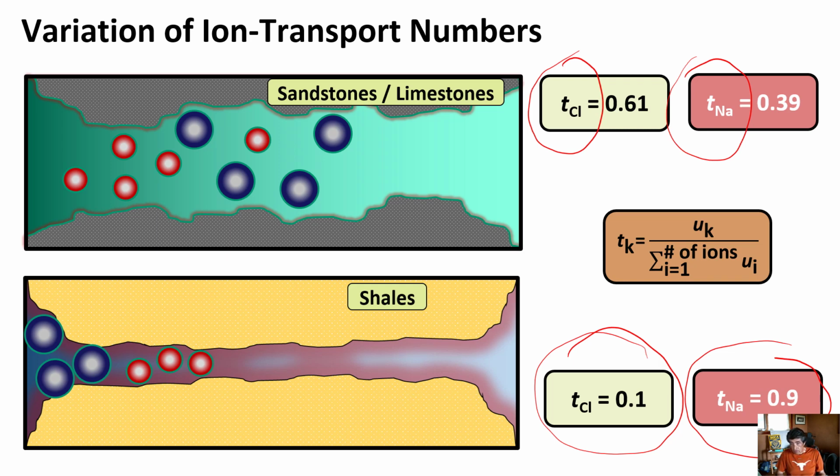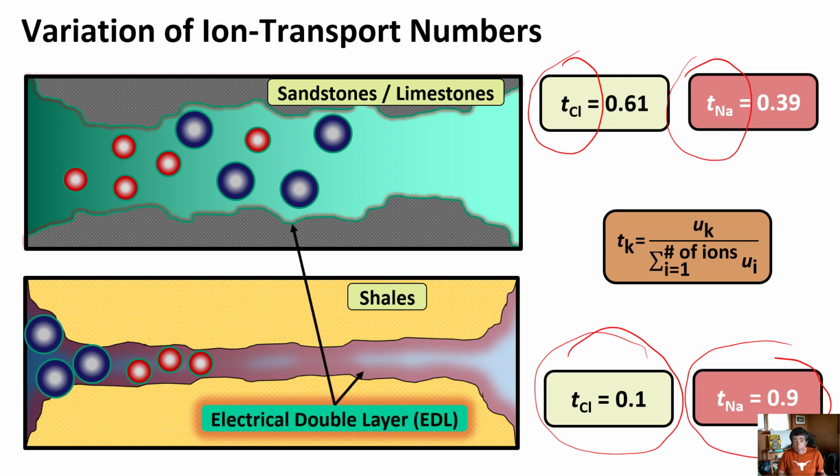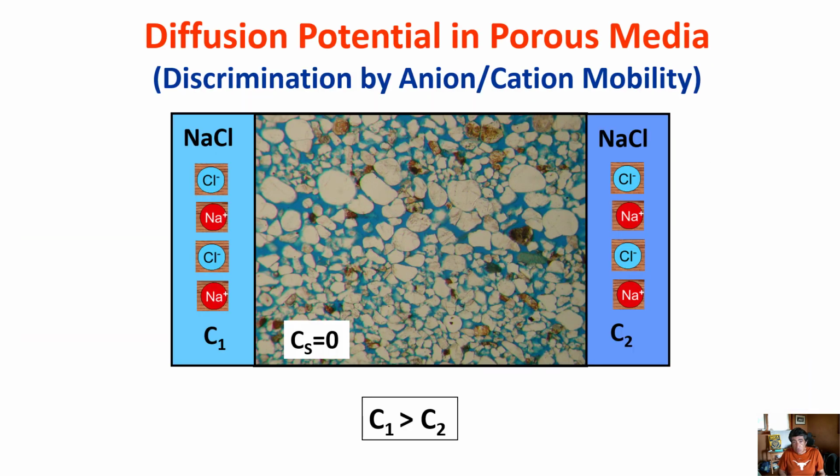And because of that, the development of potential is much higher than in the case of just sandstones and limestones, just because the difference in ion mobility transport numbers is larger in the case of shales. And why is that? The reason why shales have that behavior is because of the effect of electrical double layers. We also have electrical double layers in sandstones and limestones, but the effect of electrical double layers is emphasized when the constriction, the throat size, decreases. Let me explain why this is the situation.